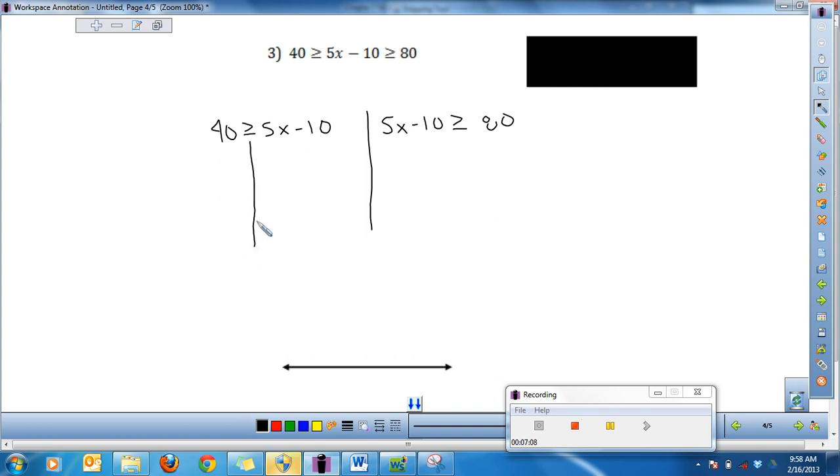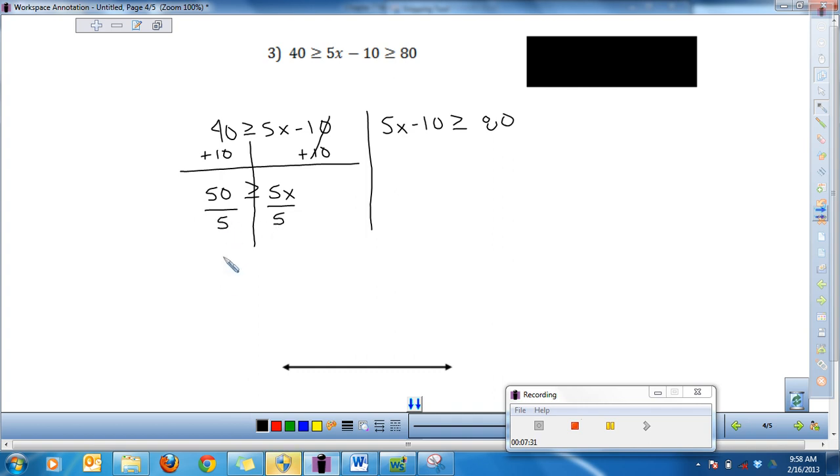Now this is a two-step equation, but we're going to do it just like normal. What would I get rid of first? First I need to get rid of minus 10, so I'm going to add 10 to both sides. 40 plus 10 is 50, greater than or equal to 5x, because this canceled out. How do I get x alone? I'm going to divide both sides by 5. 50 divided by 5 is 10.